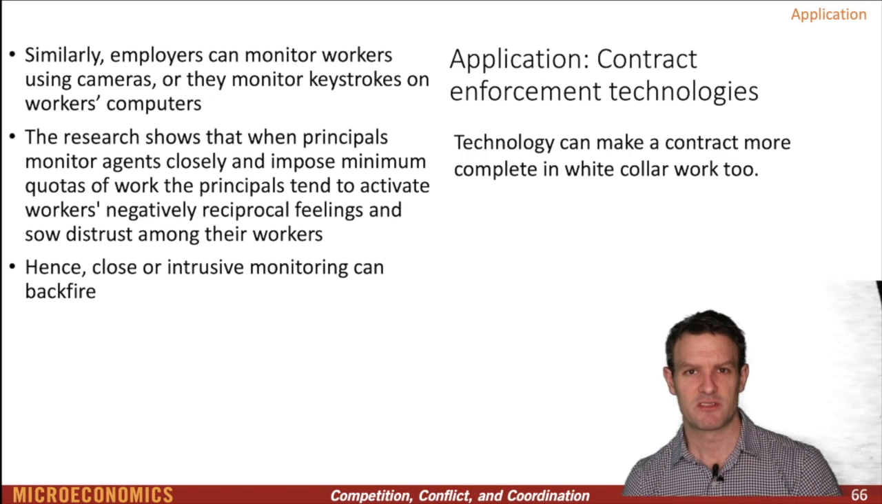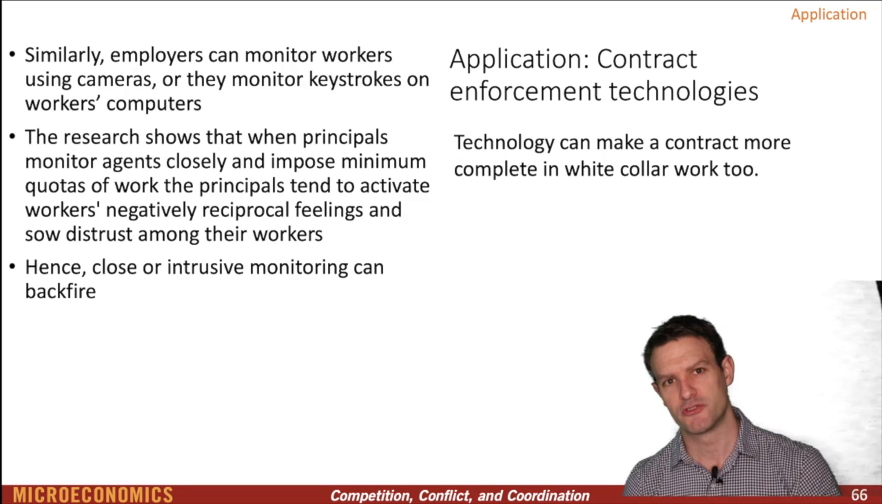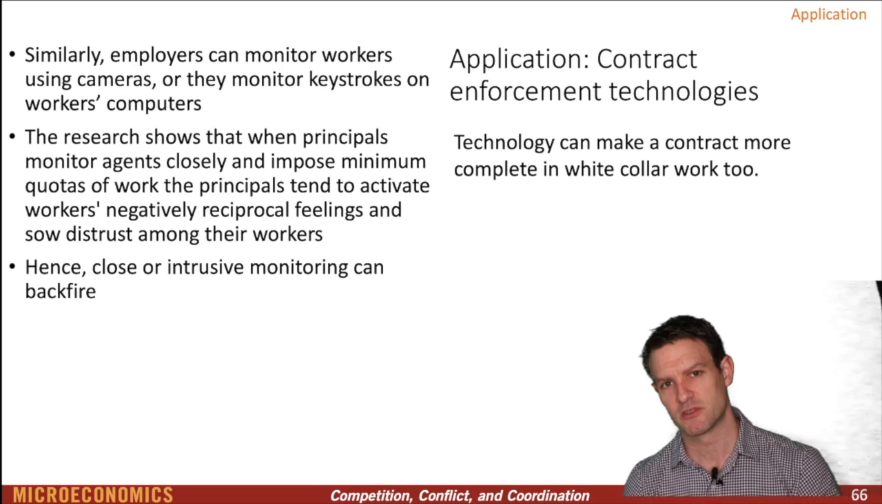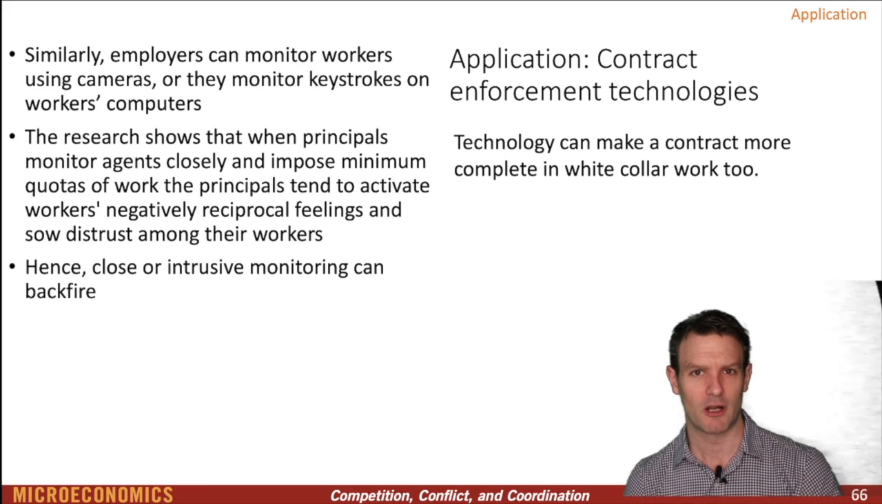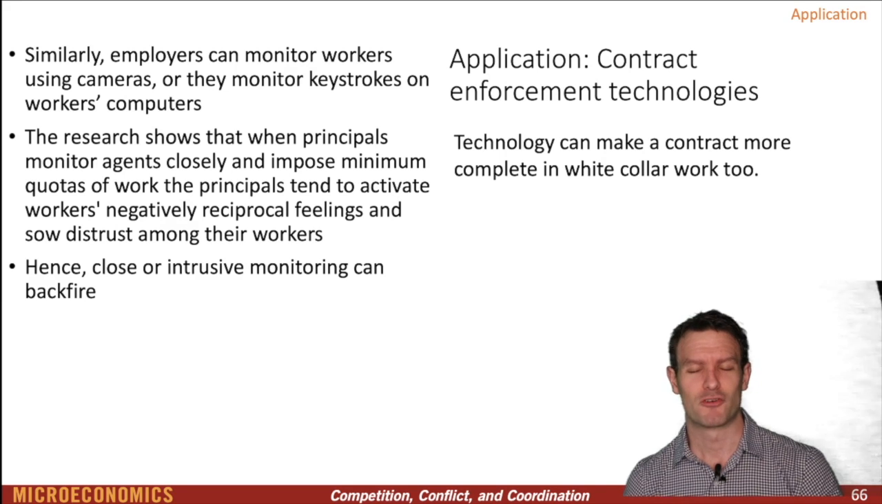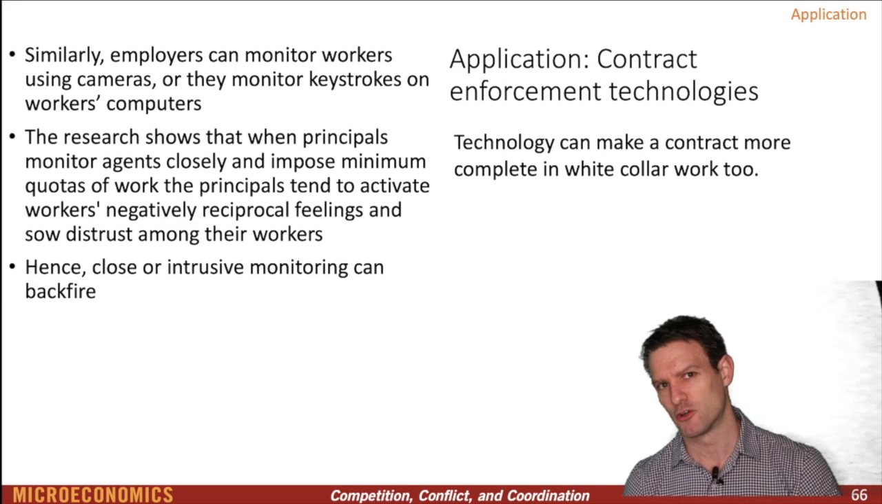Another example of this is how employers can monitor workers using cameras or monitoring keystrokes on workers' computers. So what you can see there is that there's a variety of work that is currently going on, and there are all kinds of technologies that you can think about where employers monitor the behavior of workers.